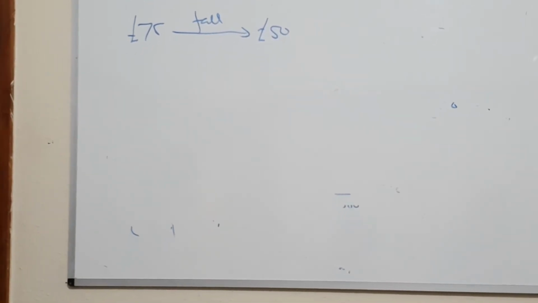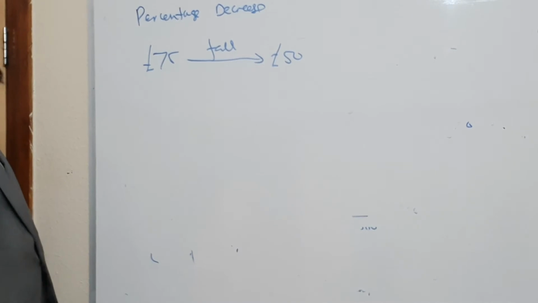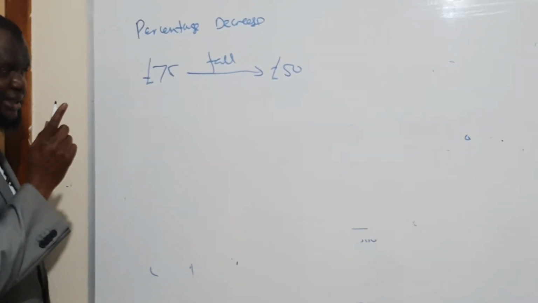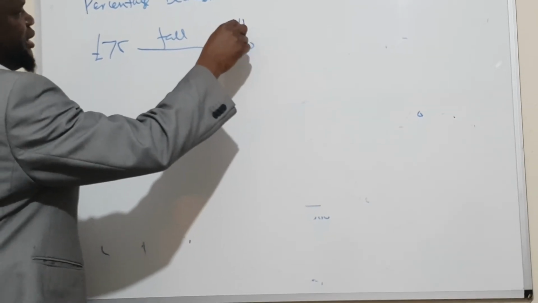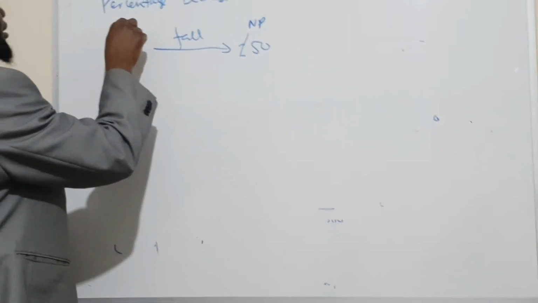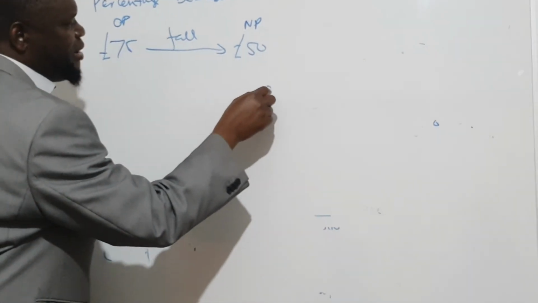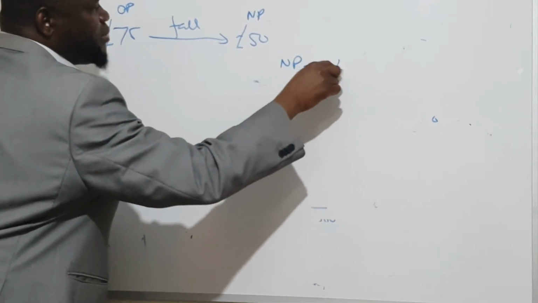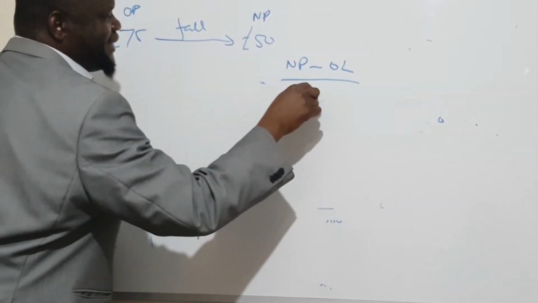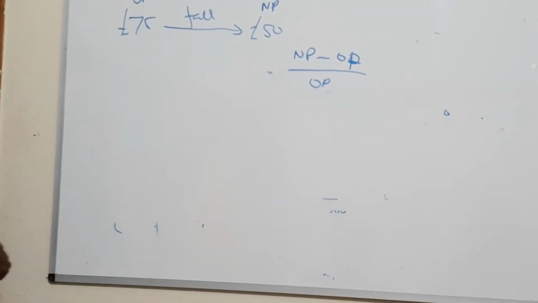Okay? In case they don't tell you by what percent it fell, it's the same thing. Look at it carefully. The new price is this one, and the old price is this one. So it's the same: new price minus the old price, divided by the old price. Don't confuse it, yes? Divided by the old price.